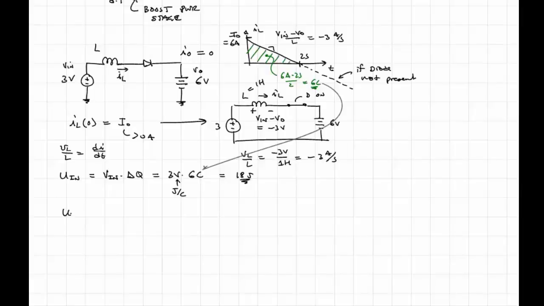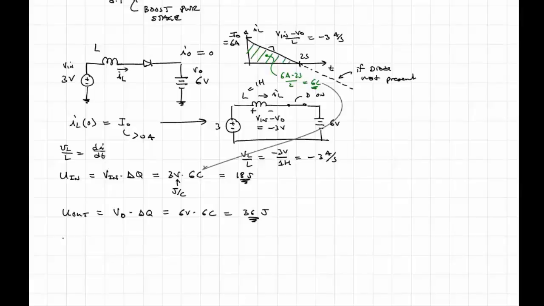Now, what about what went to the output, that is, to our output battery? Well, there it would be Vout times delta Q. Now, all of the same charge was delivered to Vout, right? So that's going to be equal to 6 volts times 6 coulombs, which is 36 joules, right? Now, wait a minute. It looks like we're able to deliver more energy to our output battery than we were required to provide from our input voltage. But of course, this can't be true, right?